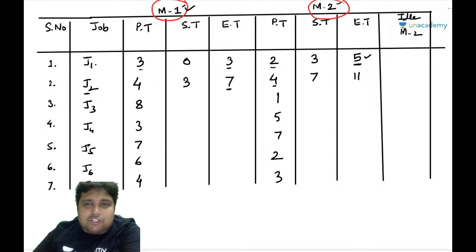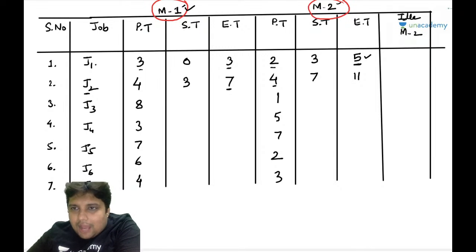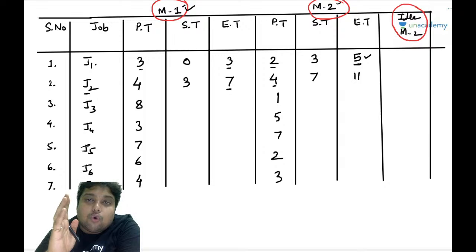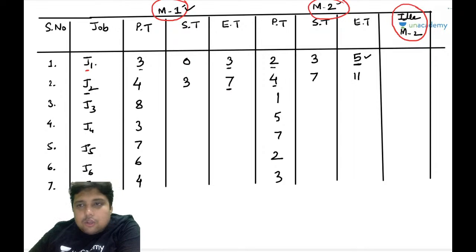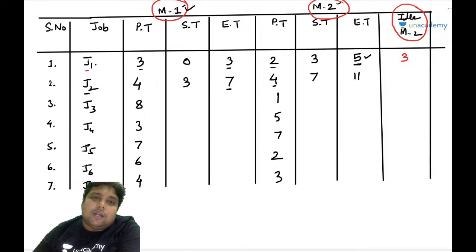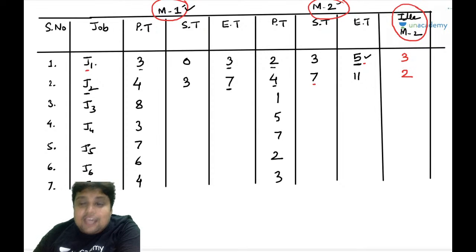Now guys, check this out. I have written here in this column idle time of machine 2. Idle time of machine 2 means for what duration machine 2 is sitting idle, doing nothing. For this first job, for these 3 minutes, when job 1 was getting processed on machine 1, machine 2 was sitting idle. So for the first job, the idle time for machine 2 is 3 minutes. Then machine 2 was free on the 5th minute, but it got the job on the 7th minute. So machine 2 was again idle, doing nothing, for 2 minutes in case of the second job.